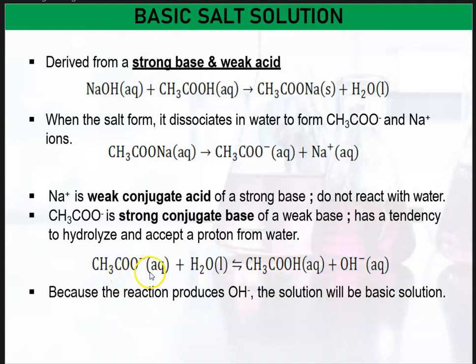CH3COO minus is a base. It will accept one of the hydrogens from water. Then we get acetic acid plus hydroxide ion. Hydroxide ion is a quite strong base. So that's why this solution will be a basic solution.